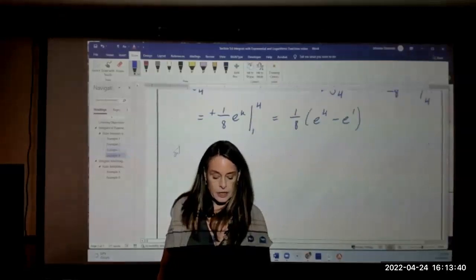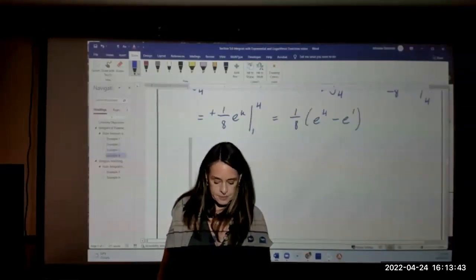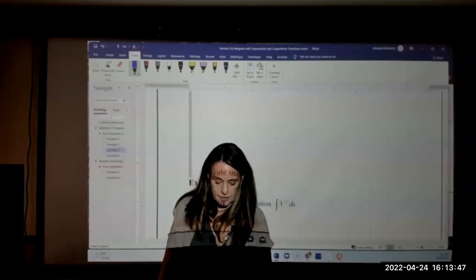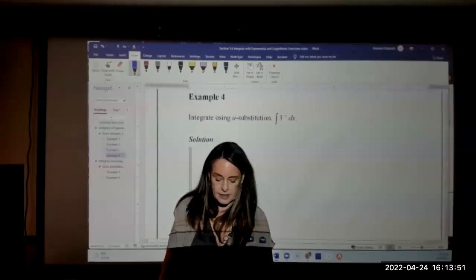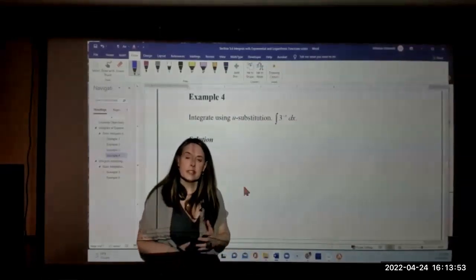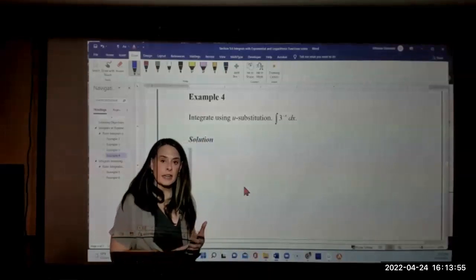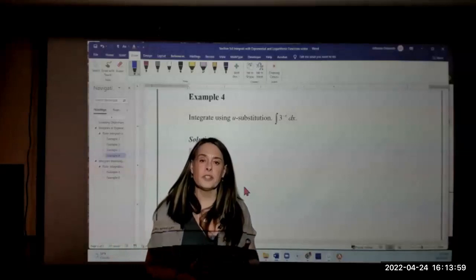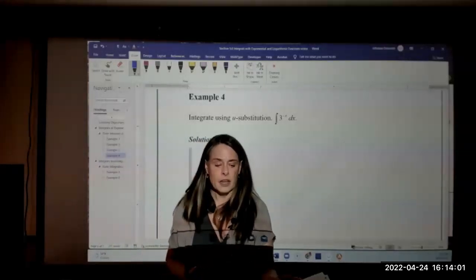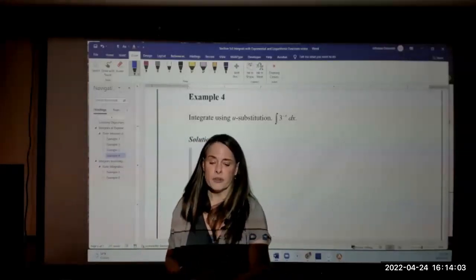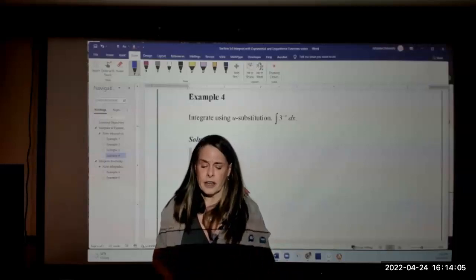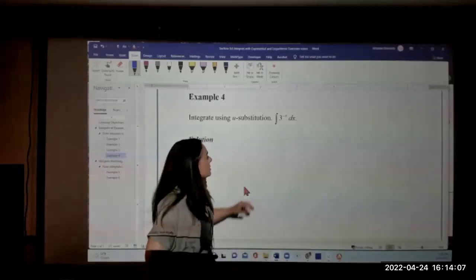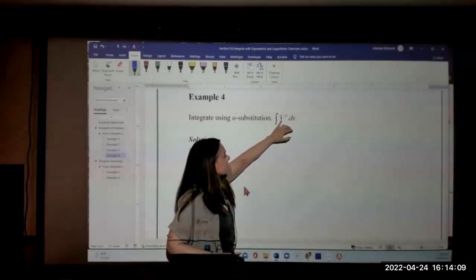Now let's take a look at example number 4. On example number 4, we have the integral of 3 to the -x. Now this one is a little bit different because the base is not e. What that does is it's going to introduce a constant, which is the natural log of the base. So we're going to have a natural log of 3 in the denominator, since the base is not e.